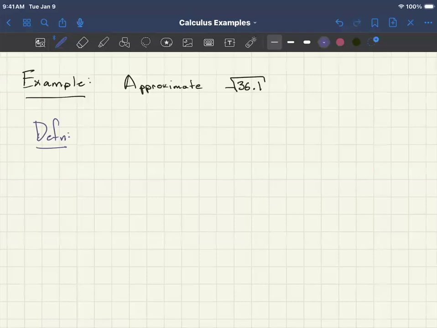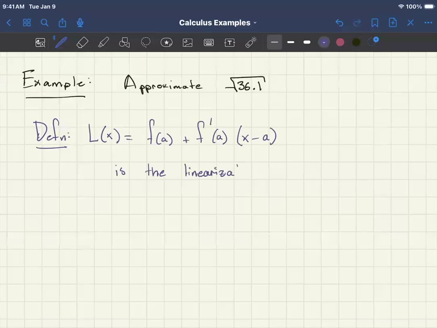I'm going to abbreviate that DEFN. And we're going to look at the linearization of f at a. Now, this is a fancy way of saying we're going to approximate using some stuff that we do know to get something that's close to something we don't know. So this equation that I'm writing here is the linearization of f at a. So what that means is that we're getting a linear formula for that particular situation there.